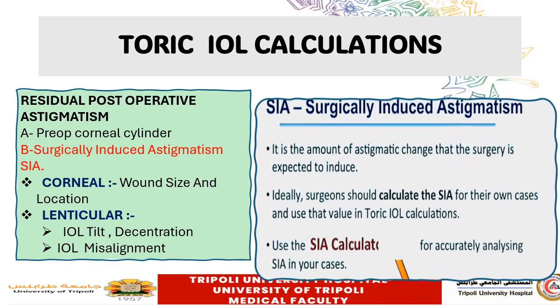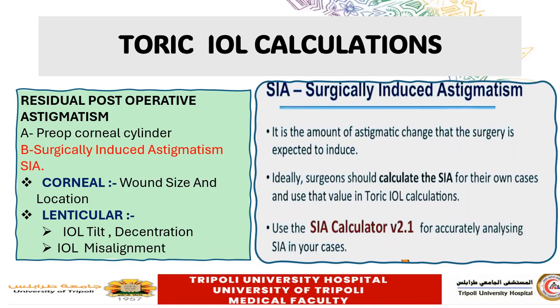For the surgically induced astigmatism, ideally surgeons should calculate their own surgically induced astigmatism based on the common way they use in the construction of the wound, the size of the wound, and the location of the wound, and in that way they can predict how much astigmatism they induce in their patients. And this is very important. When we go to the Toric calculation, you will find that you need to input the surgically induced astigmatism by the surgeon. So this is very important.